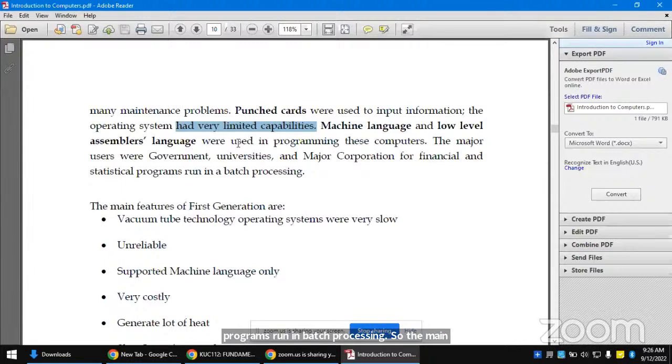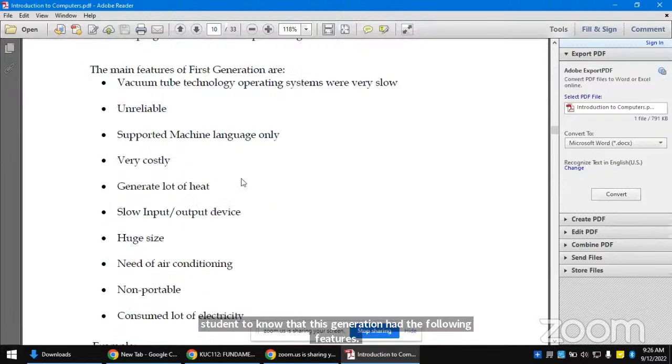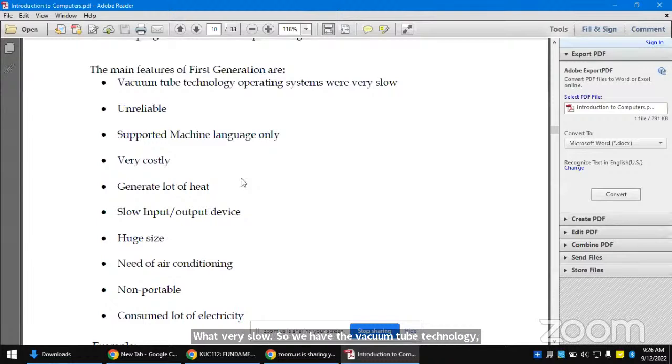So the main features of the first generation are the following. It is of keen interest to you as a student to know that this generation had these characteristics. We have vacuum tube technology, and operating systems were very slow. They were unreliable and supported machine language only. When you talk about machine language, we are just talking about zeros and ones.